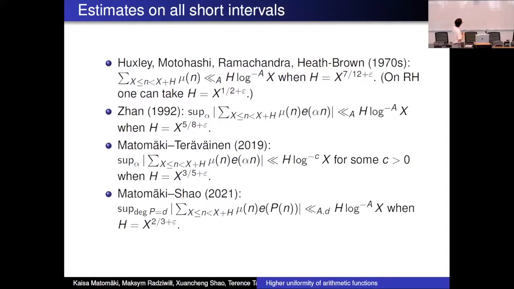If you stick in a phase like e to the alpha n, there is a very nice result of Zhan that you also get discorrelation on short intervals with a linear phase, uniformly over all frequencies, which is quite useful. But you have to lengthen the interval a little bit, from 7/12 to 5/8. So 7/12 is 0.566, and 5/8 is 0.625. It's a bit bigger.